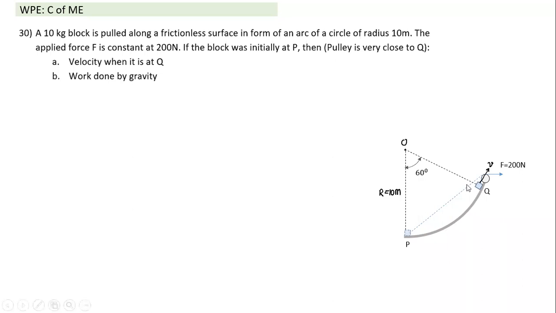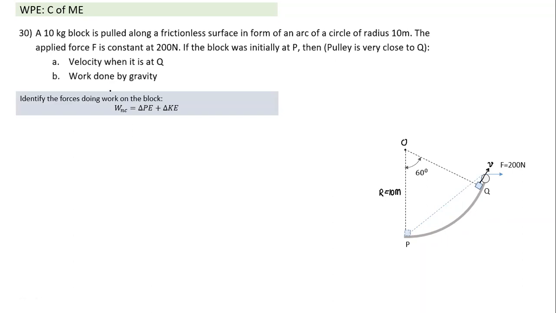So every time when we choose my system, we need to identify the forces which are doing work on the block. So one more force which is doing work on the block is tension. And here displacement is like this and tension is like this. It is not perpendicular, it is doing work. So here, the moment you notice, if I take this as a system, there's a non-conservative force as well.